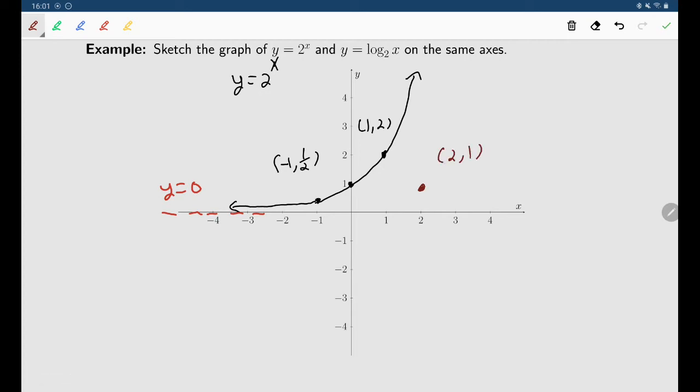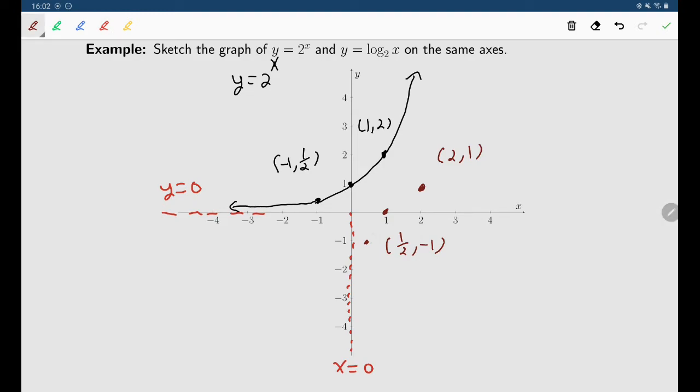You have the point 0, 1 on your exponential graph. Your point 1, 0 should be on your logarithm. You have the point negative 1 comma 1 half on your exponential graph, so the point 1 half, negative 1 should be on your logarithm. We had a horizontal asymptote y is equal to 0. So for the logarithm, we should have the vertical asymptote x is equal to 0.